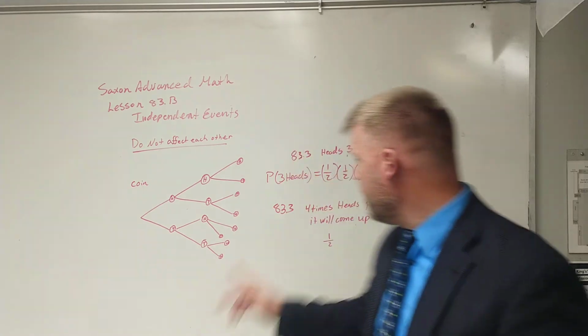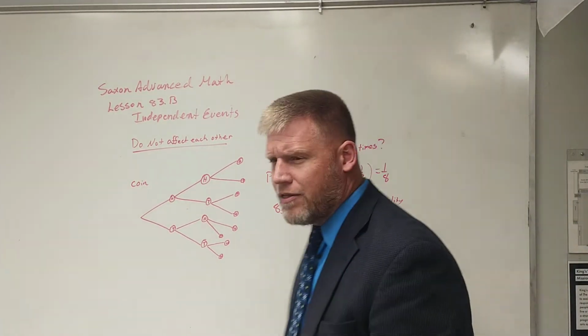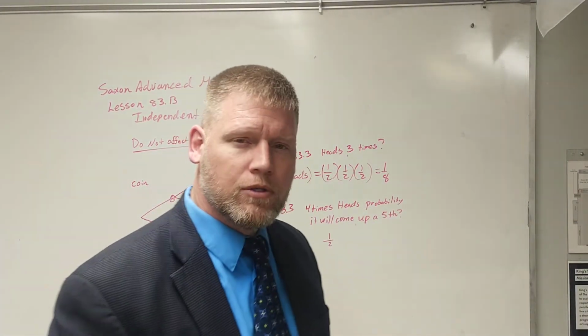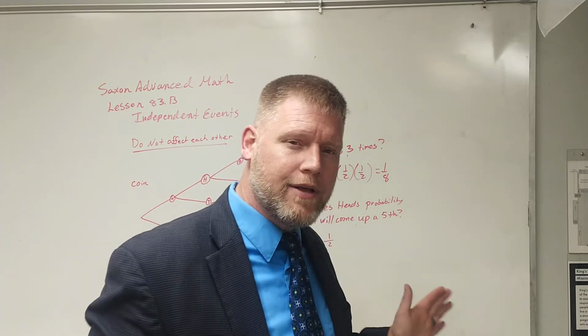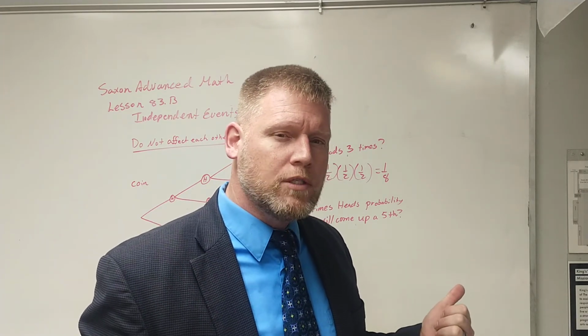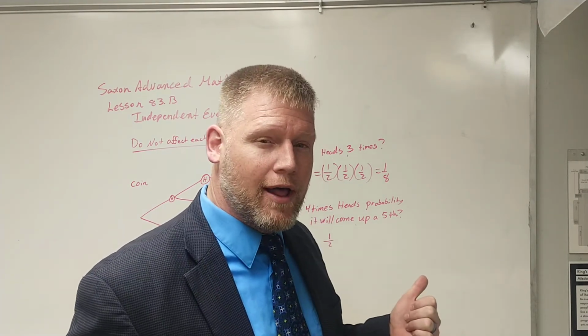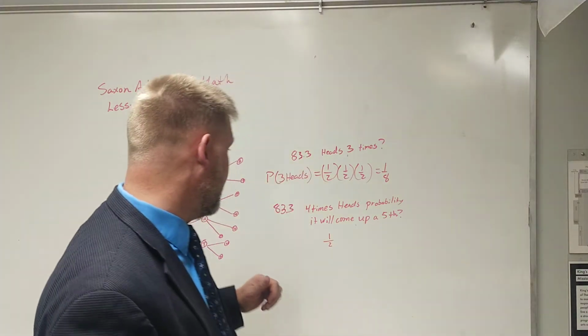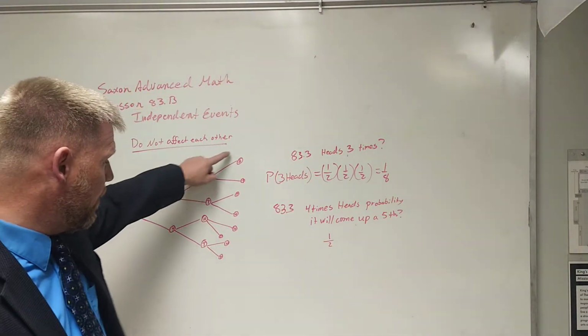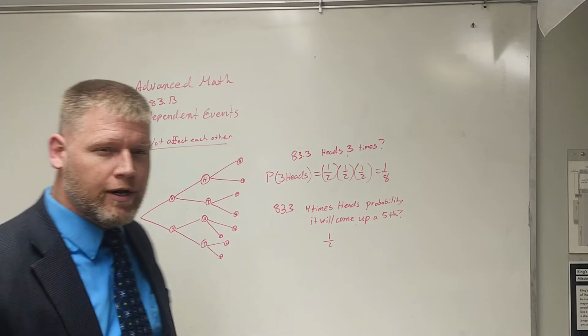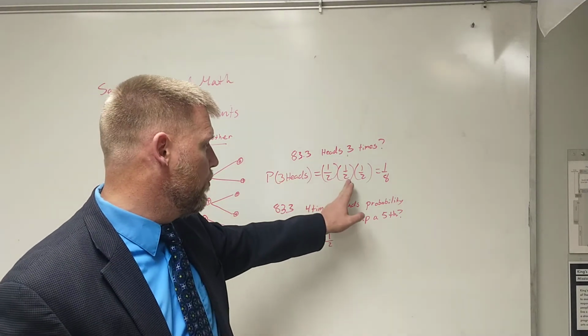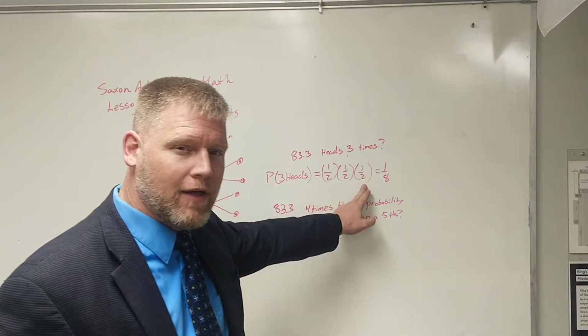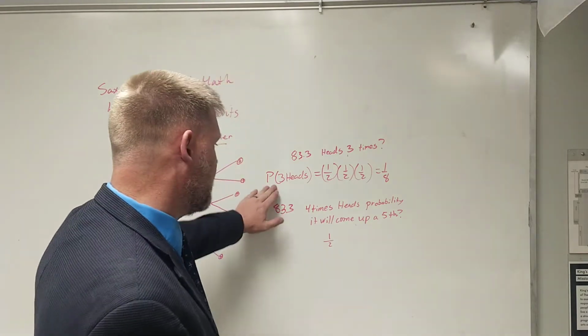So on example 83.3, it says heads 3 times in a row. So we're looking at the whole entirety of it. What's the probability that I get heads 3 times in a row? Well, when I do this, I would say I have a 1 in 8 chance. Where did that come from? A 1 in 2, a 1 in 2, and a 1 in 2, and I multiply them together and I get a 1 in 8 chance of the probability.